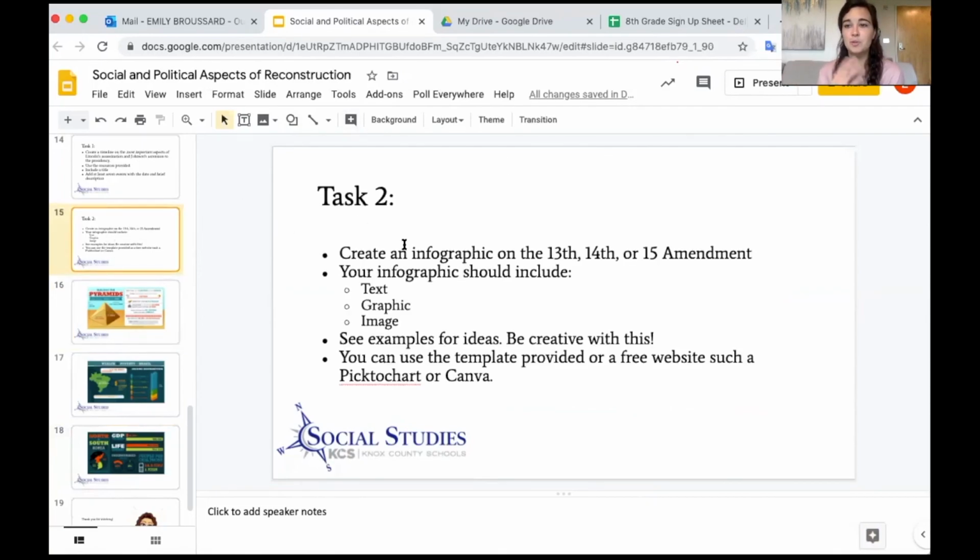So again, you can do it online like that. You can do it on the template that I attached, or you can do it on a notebook piece of paper. This is your chance to be creative. So I think that you should take advantage of it.